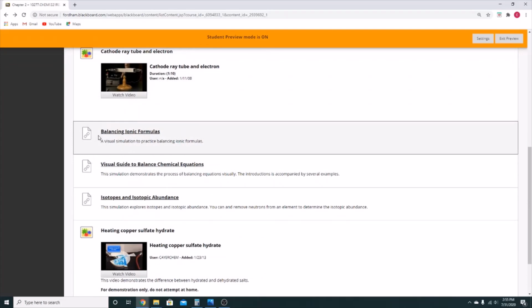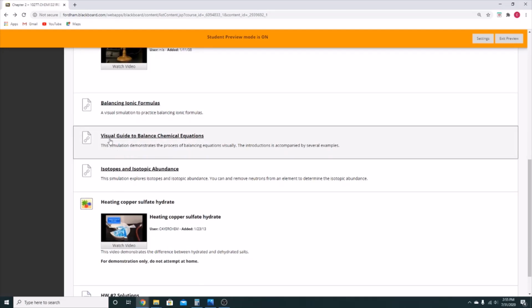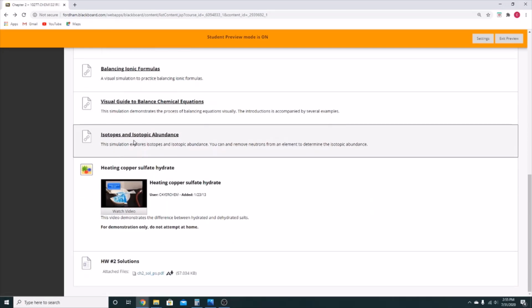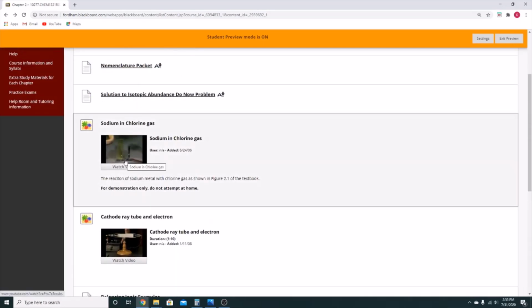Then we have some tutorials, how to balance ionic formulas. In this case, you'll get two ions, and then it'll say, tell me the correct formula for those two ions when they form an ionic compound. This is some practice on how to balance chemical equations. We have some practice on isotopes and isotopic abundance. So this pretty much covers the content.